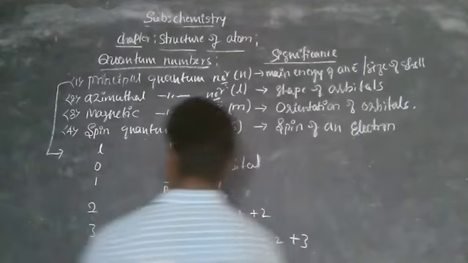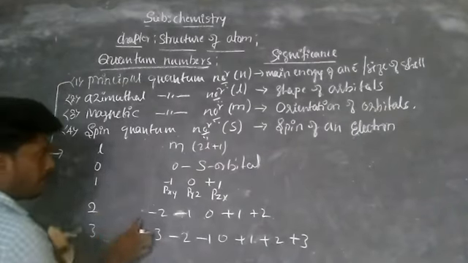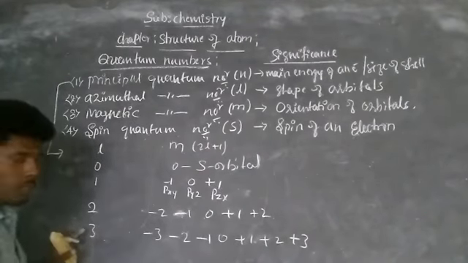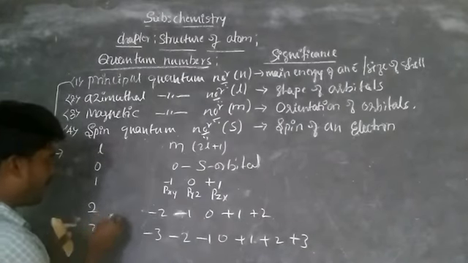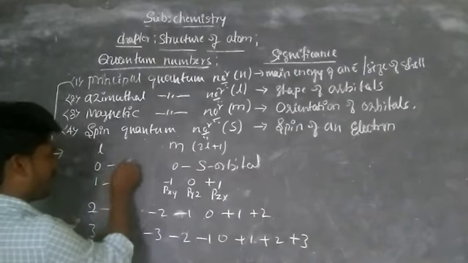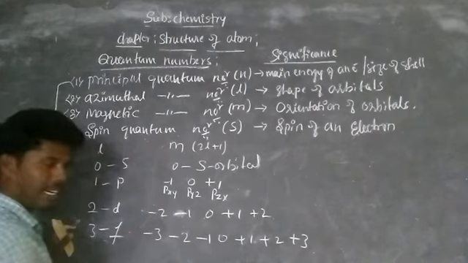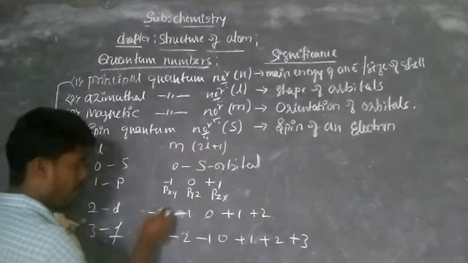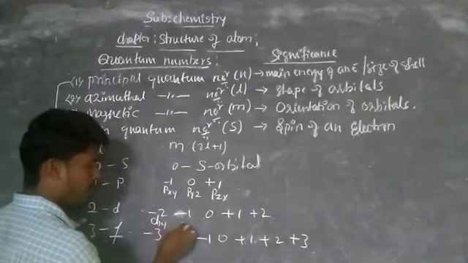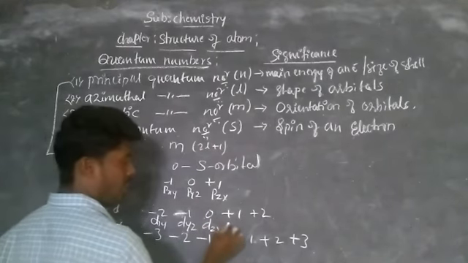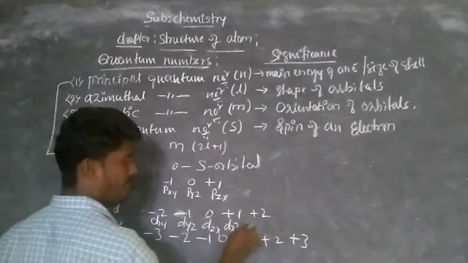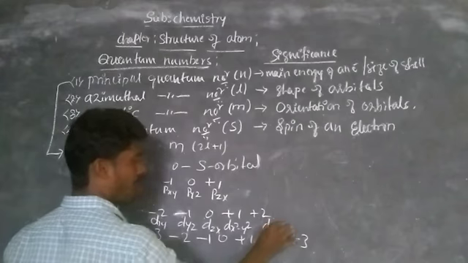So here L is equal to 2. We get the 5 values for M. So that one is D. So L is equal to 2, you get what? D orbital. This is P orbital. This is S orbital. This is f orbital, right? So for d, this is dxy and dyz and dzx, and this is dx square minus y square and this is dz square, like that.